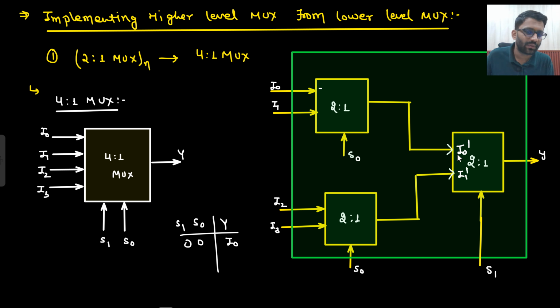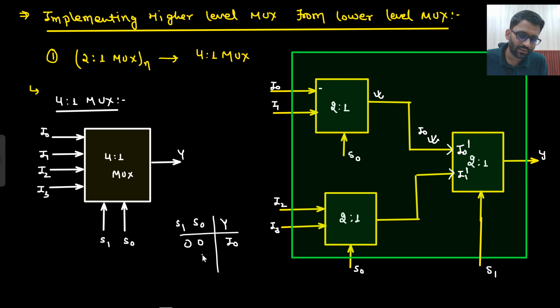If S1 is 0, then it will look at the output of this mux. So if S0 is 0, what will you get here? I0. So at the output, you will get I0 only. Basically S0 is 0, so this will give I0, this will give I2. But what will S1 look at? S1 will look at I0 dash only. So the output will be I0.